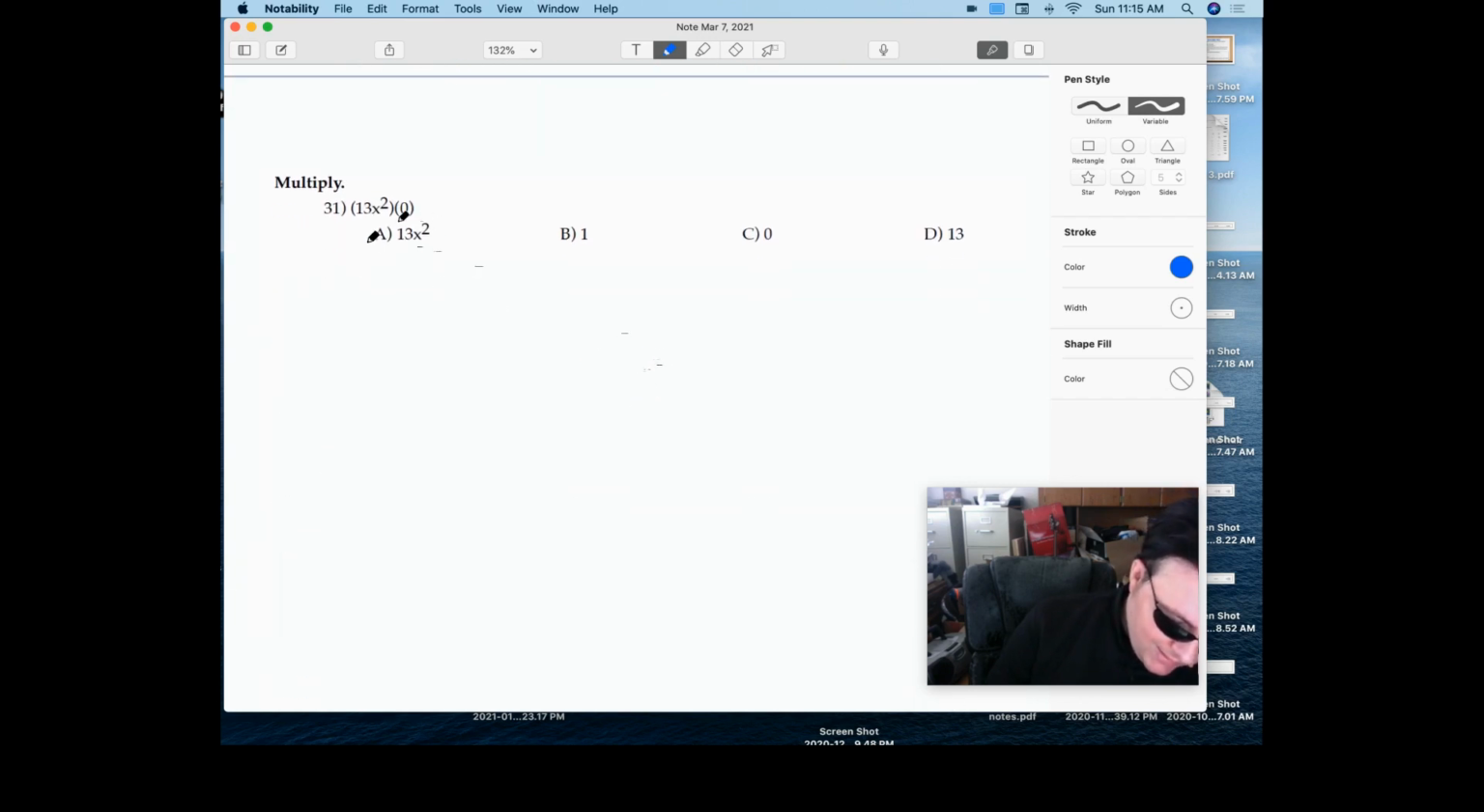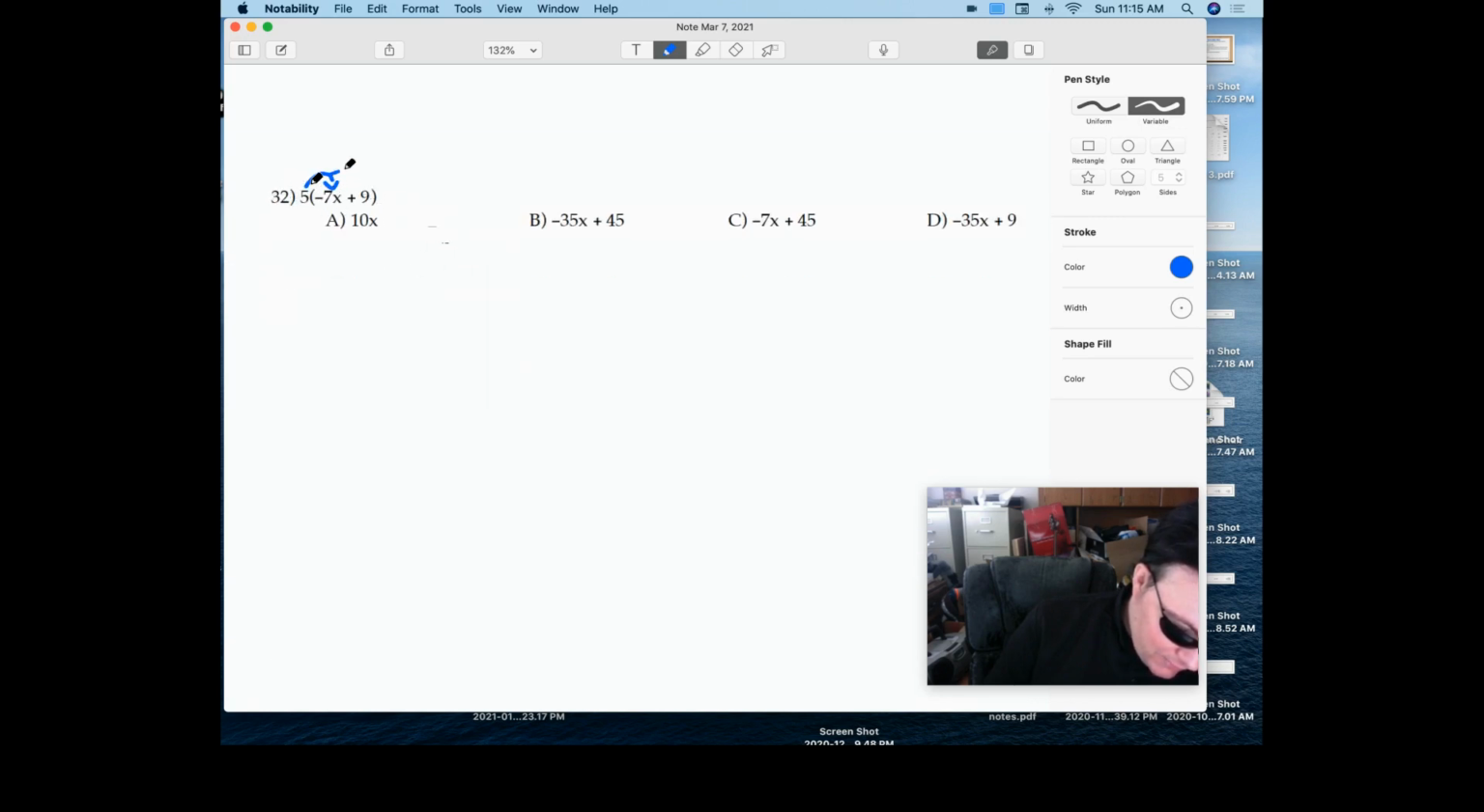Okay, so here, I just wanted to illustrate something important, which is anything times 0 is 0. Okay. So here we're going to distribute 5. So 5 times negative 7 is negative 35x. Excuse me. Even Neo sneezes. Plus 45. So just make sure you go to both. That's the key here. Don't just do one, do both. Otherwise you choose this one and you'd miss the question.